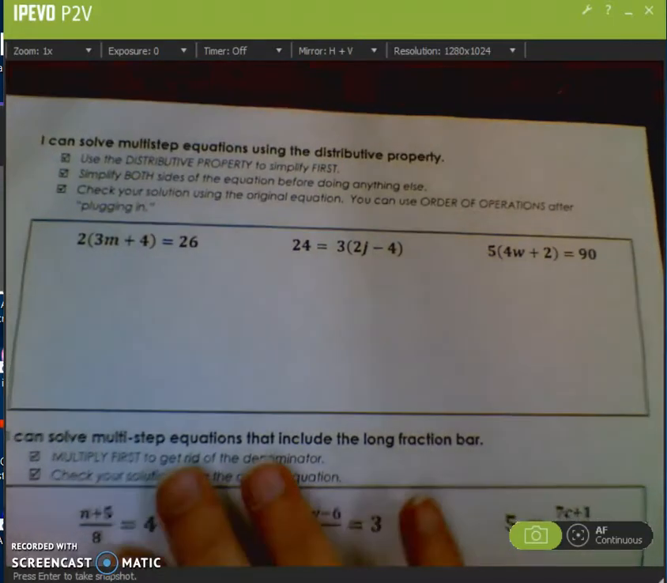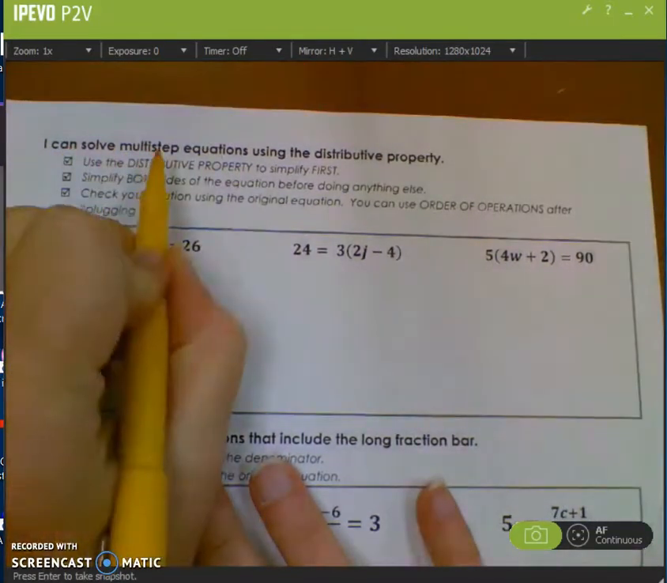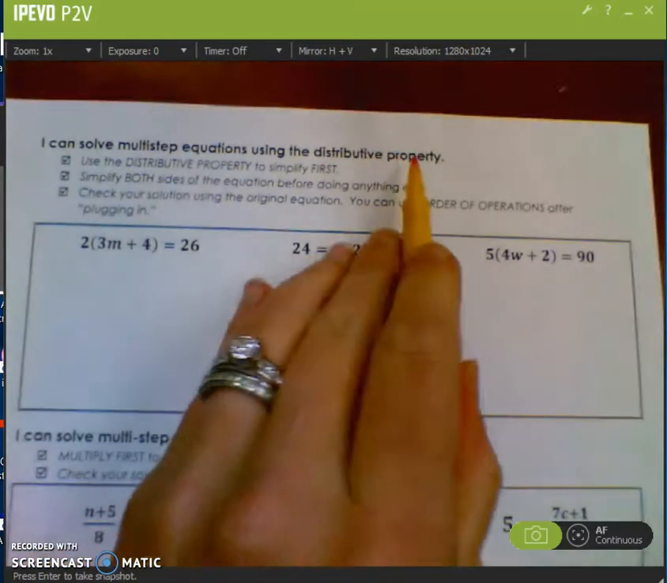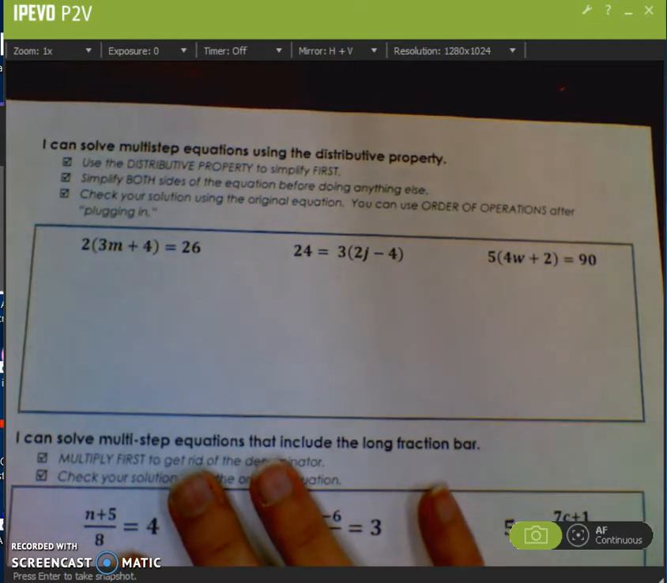In the second video today, we're going to be hitting this learning target: I can solve multi-step equations by using the distributive property. So just a moment ago, you talked about combining like terms. Now we're going to solve equations using the distributive property. So we've got our little checklist that should be done in order. Use the distributive property first, simplify both sides of the equation, and then check your solution by plugging it in.